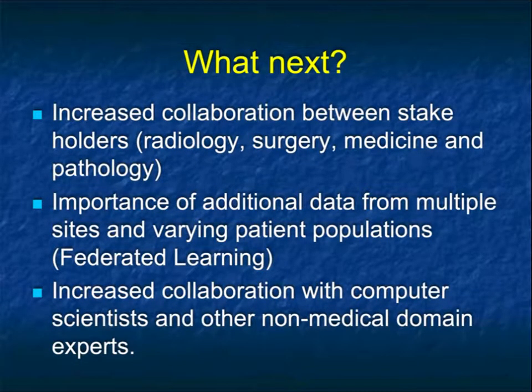So what's next? We need increased collaboration between the stakeholders: surgery, radiology, medicine, pathology, computer science. We need to have data from multiple sites and varying patient populations, and perhaps federated learning, the subject of another talk, will be critical, and increased collaboration with computer scientists and other non-medical domain experts, but they have the expertise we need. And without the computer scientists and those visionaries, we're going to be stuck in our circle, doing the best we can, but not changing the outcomes. But I think when we can collaborate with people, I think it's going to be awesome.